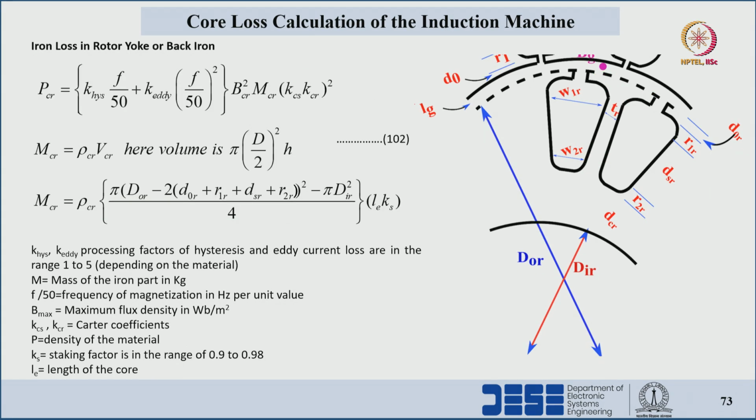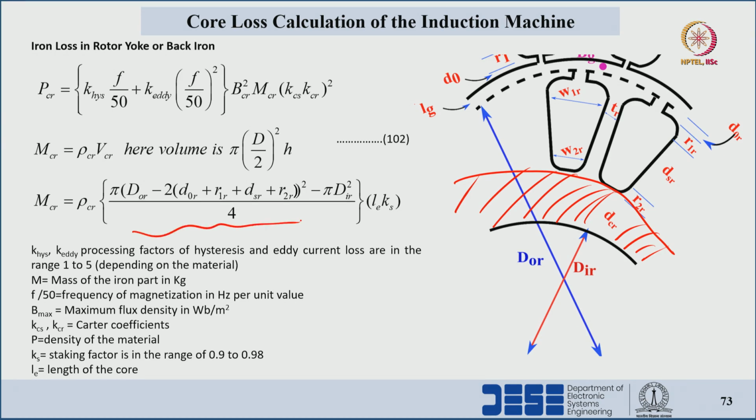Then the iron loss in the rotor yoke or back iron. In this region now we have to calculate the iron loss. For that, again we have to find the area and length, then we will get the volume.